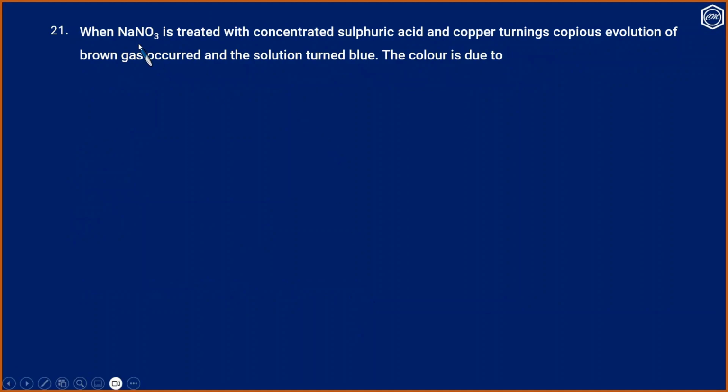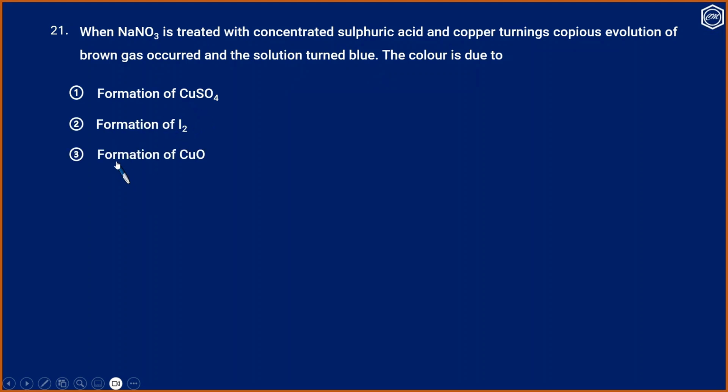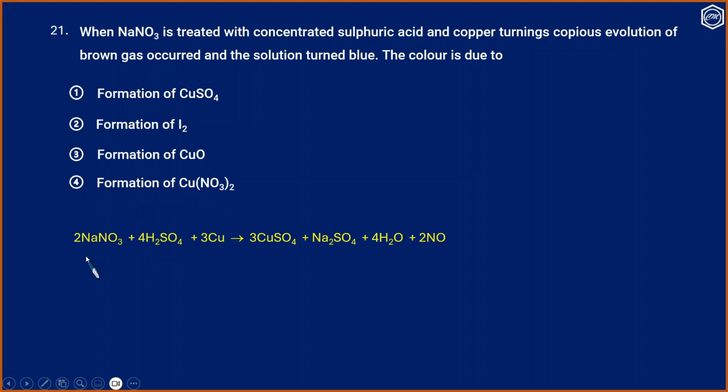Question 21. When sodium nitrate is treated with concentrated sulfuric acid and copper turnings, copious evolution of brown gas occurred and the solution turned blue. The color is due to 1. Formation of copper sulfate, formation of iodine, formation of cupric oxide, formation of copper nitrate. So sodium nitrate, when heated with concentrated sulfuric acid and copper turnings, small pieces of copper, copper sulfate is produced and copper sulfate is blue in color. The nitric oxide gets oxidized to nitrogen dioxide, which is brown in color, brown fumes. So option 1 is the correct answer.